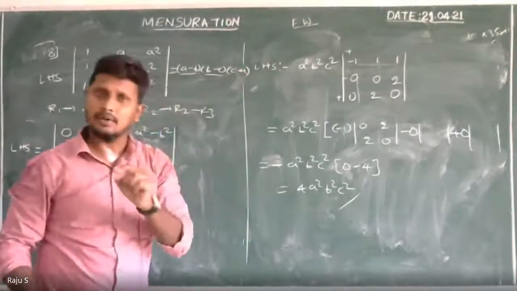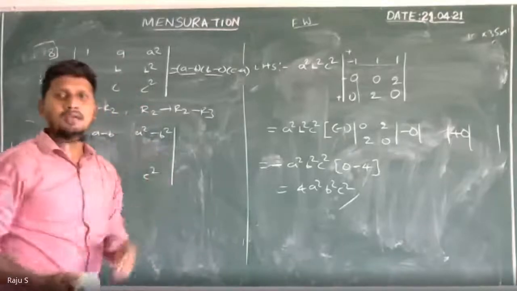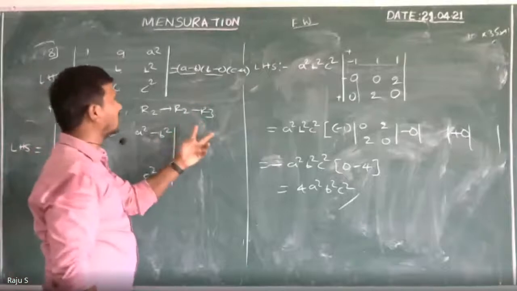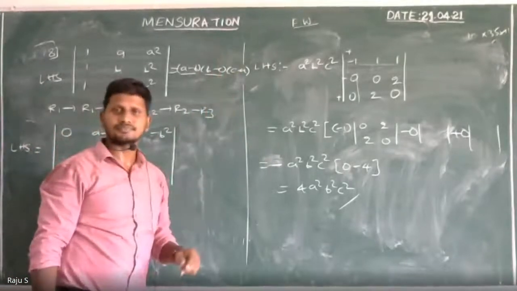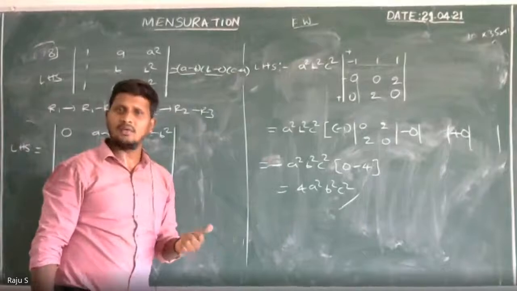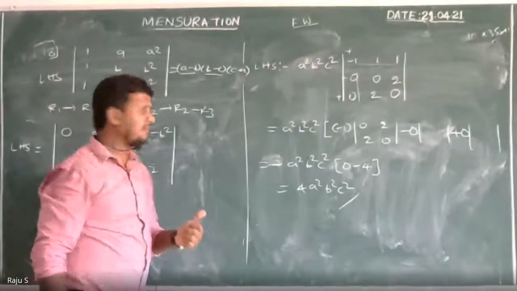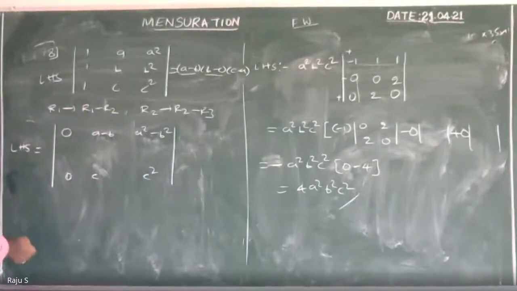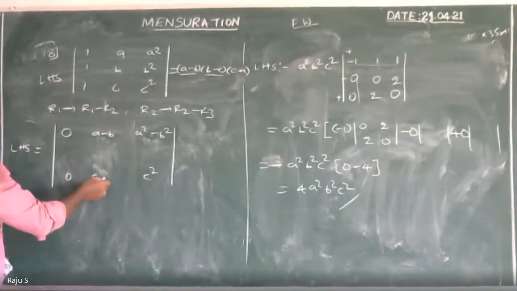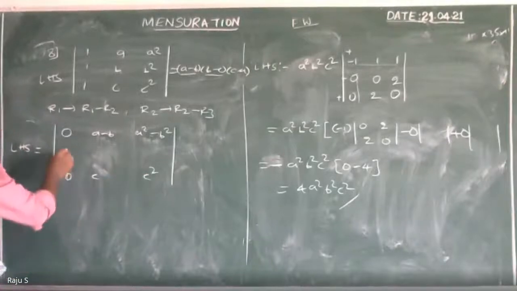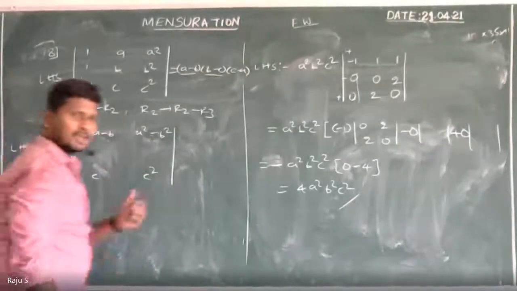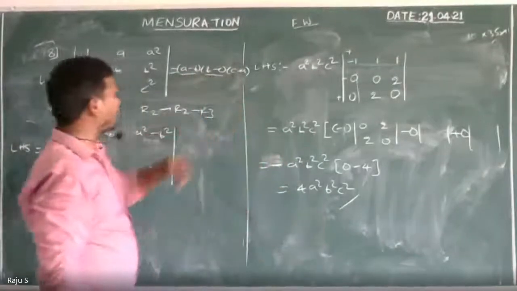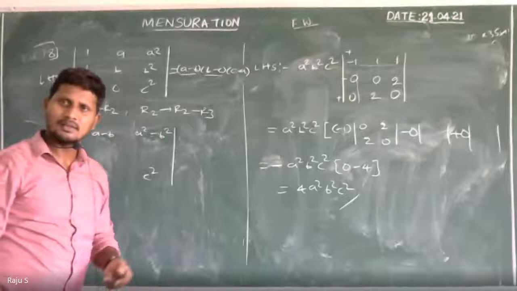Don't apply that operation. You may get a doubt: sir, why don't we take one more operation, R3 tends to R3 minus R1? If you take it like that, what will happen here? This element becomes 0. Here also it will become 0. You may get C minus A, C square minus A square, but the rest all become 0. So one entire column is 0 and the determinant is 0. But on the right side we have to prove A minus B, B minus C, C minus A.